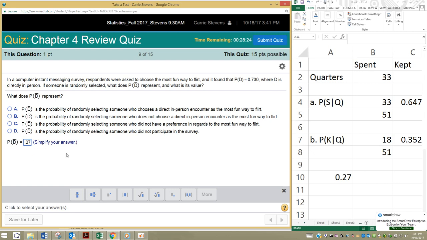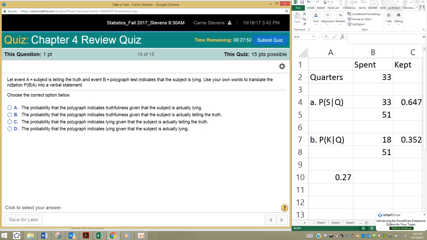And what's going on? Can I not move forward? Oh, I didn't answer this up here. What does P of D? The probability of randomly selecting someone who chooses a direct in-person encounter, no. The probability of randomly selecting someone who does not choose a direct in-person encounter as the most fun way to flirt, is the probability of randomly selecting someone who did not have a preference in regards to, okay, no. And the probability of randomly selecting someone who did not participate, no. Okay, so it's B. I'm confident.